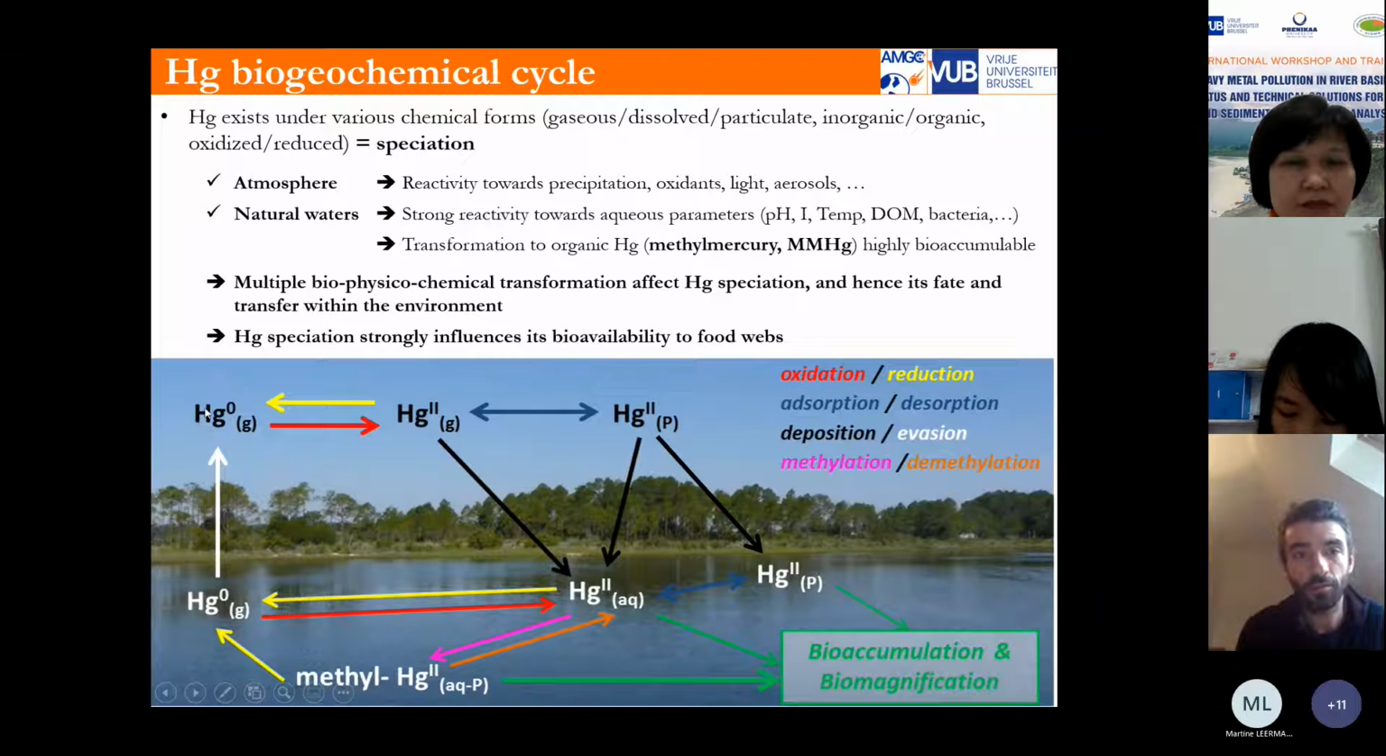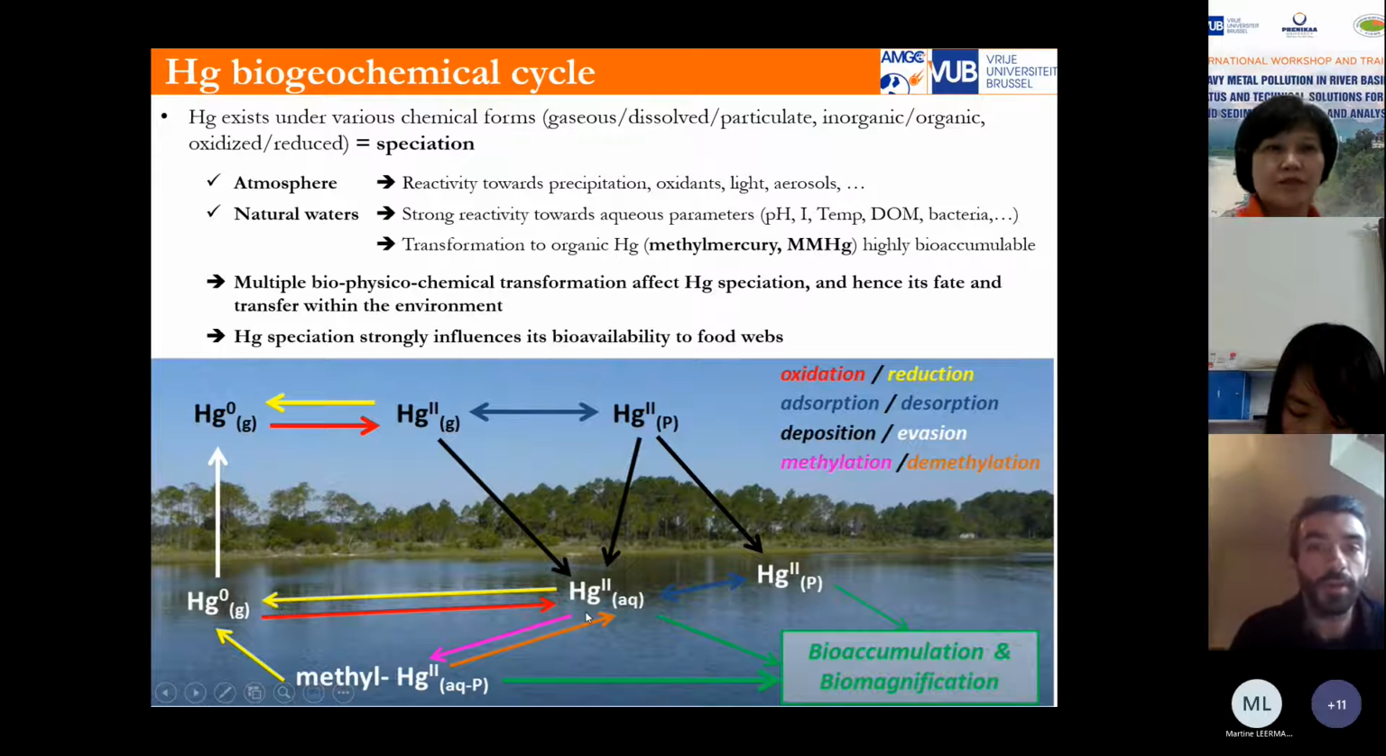So you have the mercury in the atmosphere mostly as mercury zero, but it can be oxidized. And once it's oxidized, it can deposit to land or water systems. And once in those water systems, it can be reduced back, go back to the atmosphere. It can partition between the particle and the dissolved phase. And it can be methylated or demethylated. The demethylation can involve direct transformation to mercury zero. And then what's important here is the methyl mercury that has a high capacity of bioaccumulation and biomagnification.